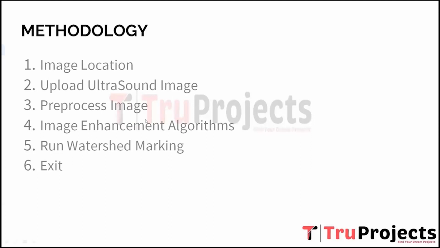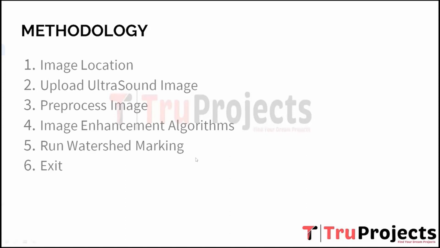Third, pre-process image. It encompasses a series of steps to prepare the uploaded ultrasound image for analysis. This may involve resizing the image to a standard resolution, converting it to grayscale if needed, and ensuring uniformity in image dimensions. Pre-processing enhances the quality and the consistency of the image, facilitating accurate analysis. Fourth, image enhancement algorithms. It refers to a set of computational techniques designed to improve the visual quality and interpretability of images. These algorithms adjust various aspects of the image such as brightness, contrast, and sharpness to reveal finer details and enhance diagnostic information within the ultrasound image.